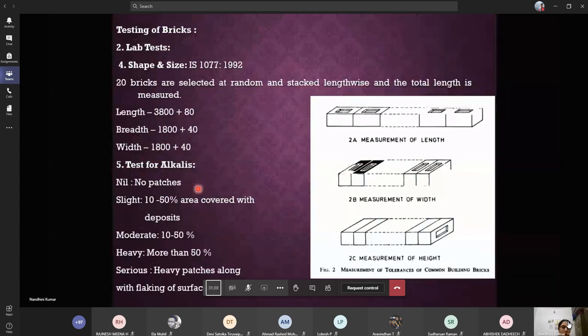And based upon the chemical attacks, we tested for alkalis: no patches should be observed for none. Slight is 10 to 50% of area covered with deposits. Moderate falls for 10 to 50%. Heavy falls for more than 50%. Serious heavy patches along with flaking of surfaces should not be used under any circumstances. Mostly when it is in the moderate condition, you can use it only for your internal walls. Slight, only for that you can use it for the outer wall thicknesses. And heavy is not at all reliable to use for any type of construction.